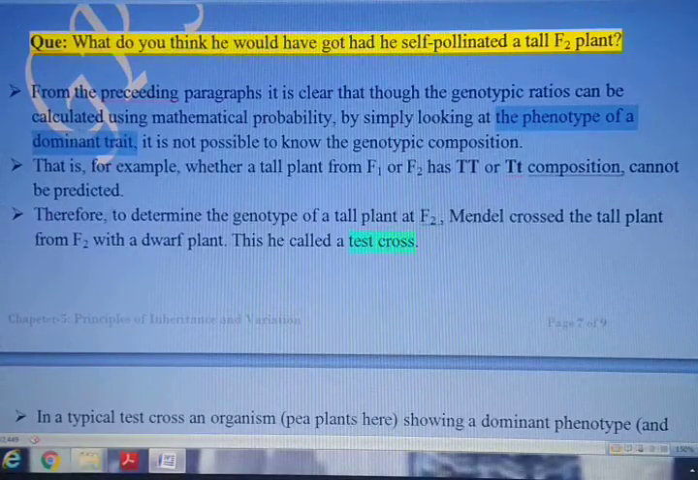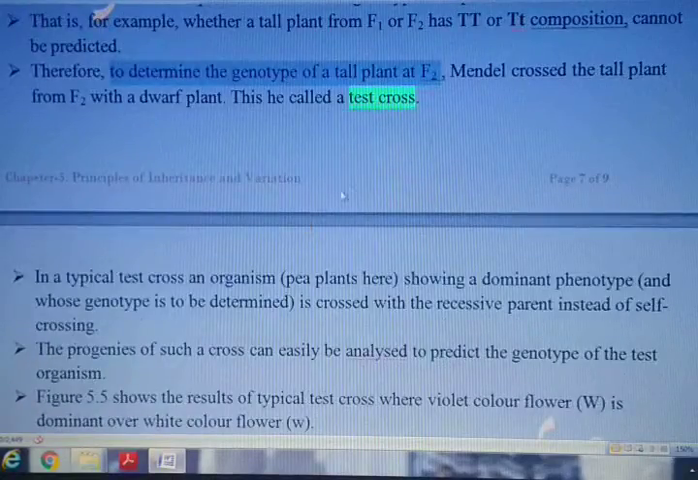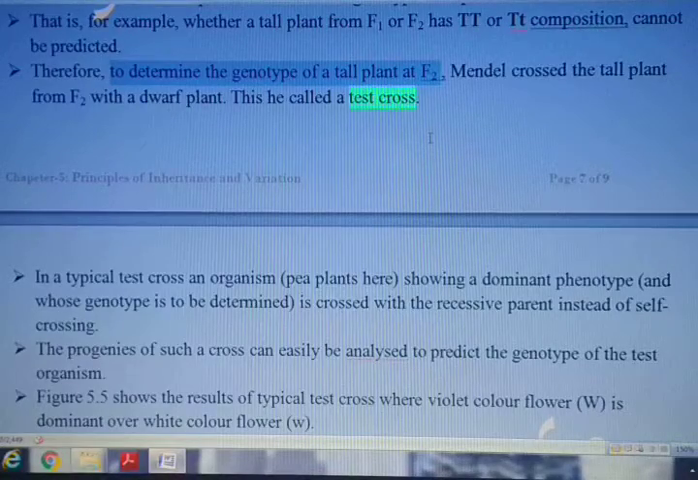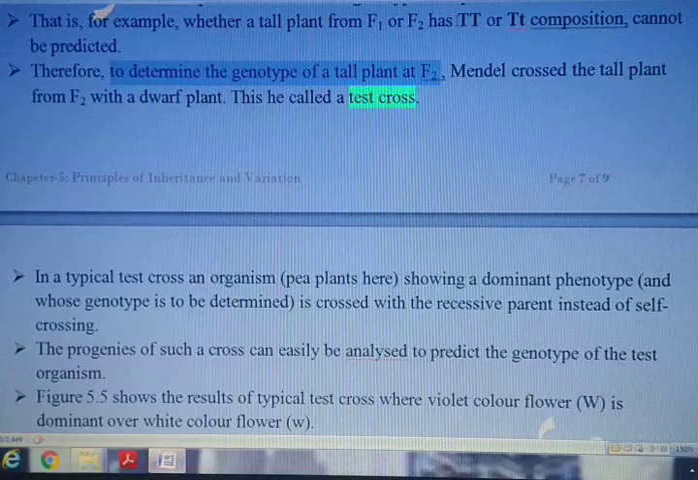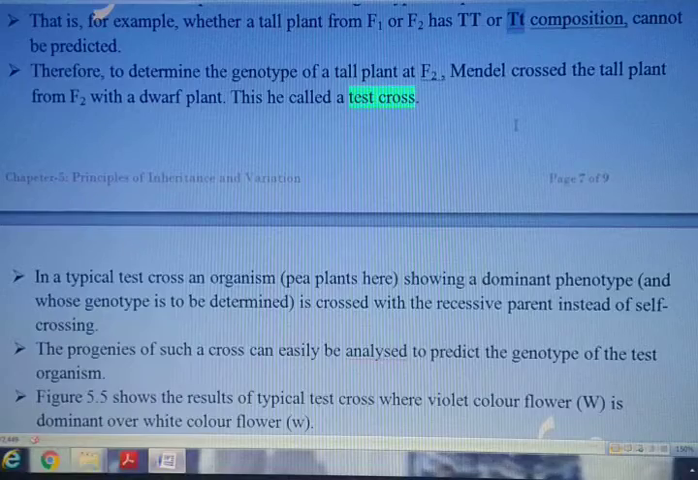So in order to determine the genotype of the tall plants which are produced at F2, let us say, because one case was there where both the genes are dominant, and two cases where there is one dominant and one recessive. Now, how to determine then? Only by seeing the tall plant, we cannot say which plant has both genes dominant and which plants have one dominant and one recessive gene.